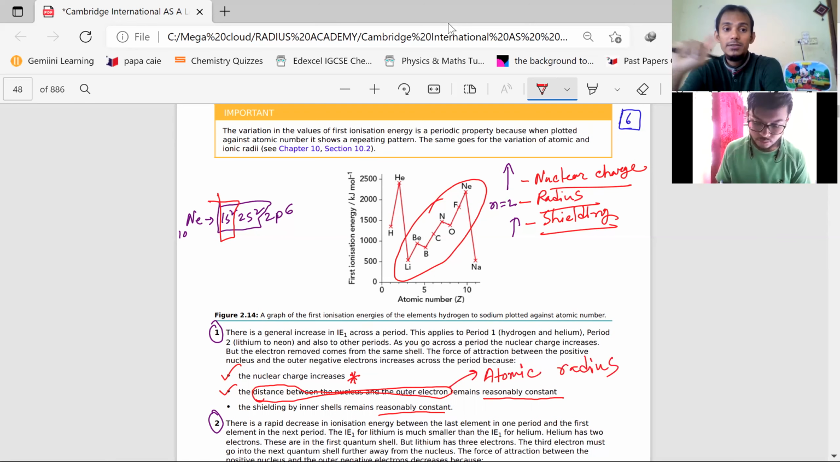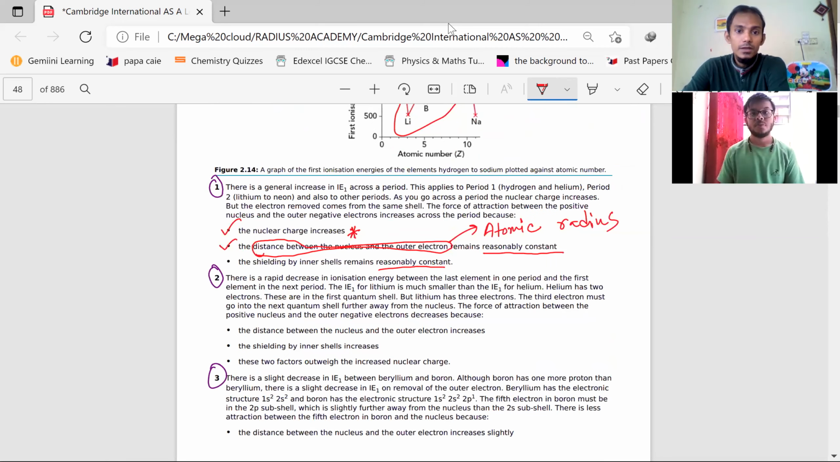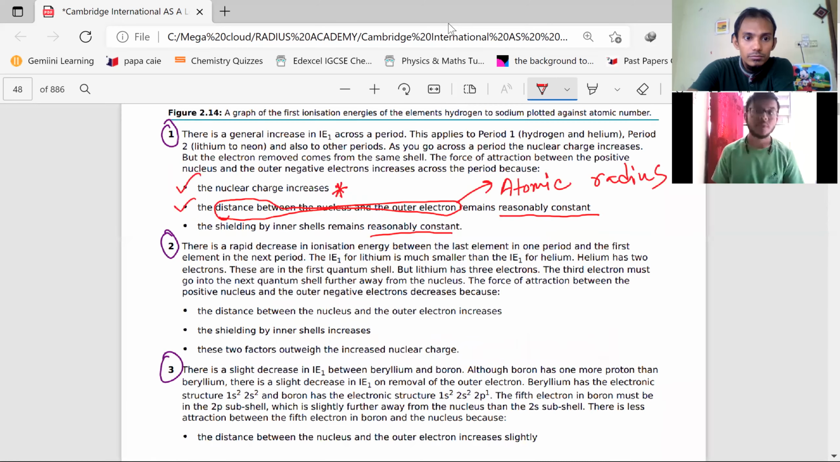atoms or elements present in period 2, or if you say in period 3, the same reason you will give. So all these electrons will get the same shielding from the inner shells, because they have the same number of inner shells. So number 1 is done. Fine.